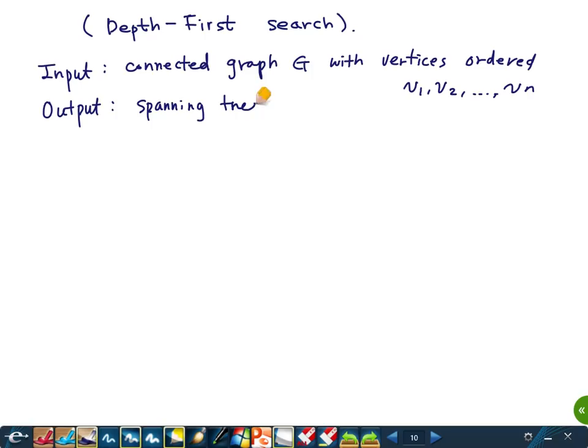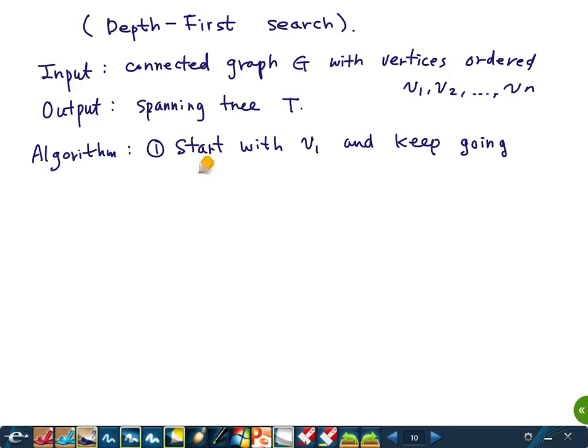Algorithm. Depth first search, you just go as deep as possible. Just go further and further until you cannot really go anywhere. That's the idea. First, start with the first vertex, V1. And keep going.